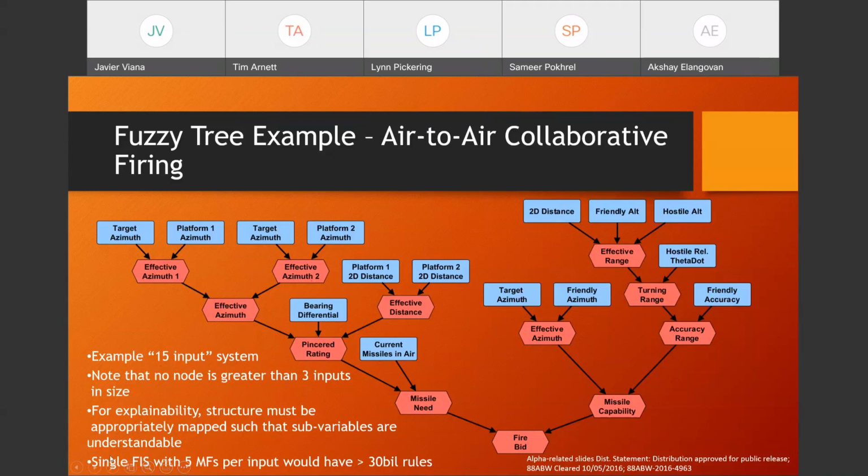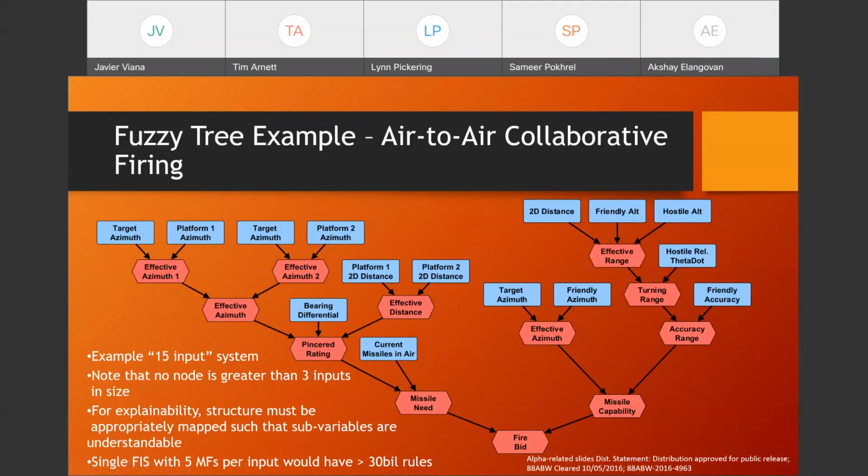Something of note is that a single FIS with 5 membership functions for each of these inputs would have more than 30 billion rules. So that is why having a single FIS take all the inputs in is really not tractable in this situation.